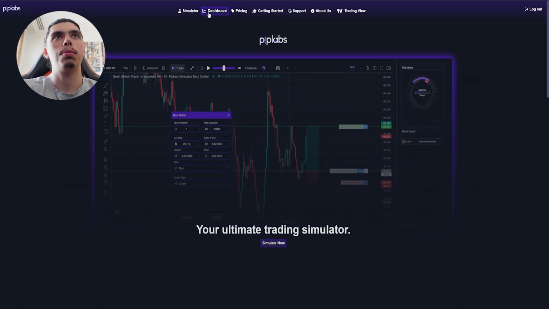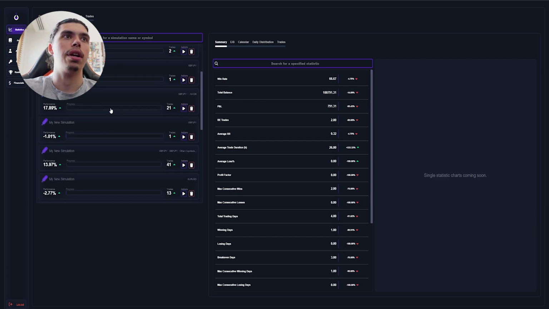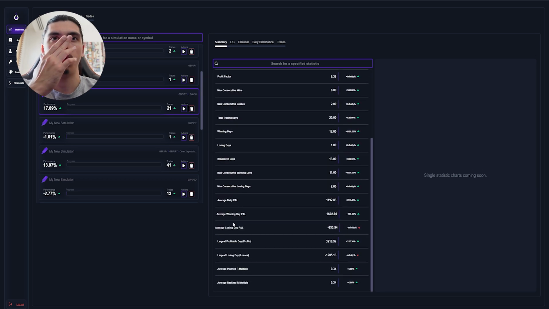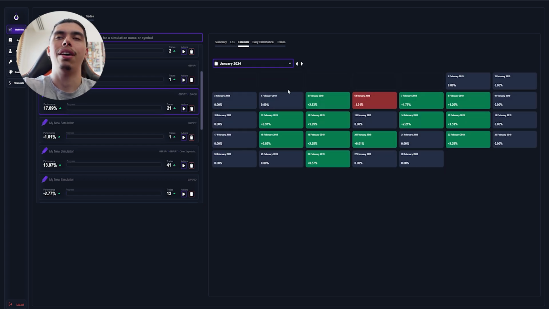I want to show you that dashboard. You can go and see all the statistics of the simulation that you just did. So you can see everything that you've done. If we take, for example, this simulation, you can see all your statistics, average win, average loss, which is very important to see, to know that if you're winning more than you're losing is definitely a good thing. See which days you're winning, which days you're losing. Amazing stuff on here.